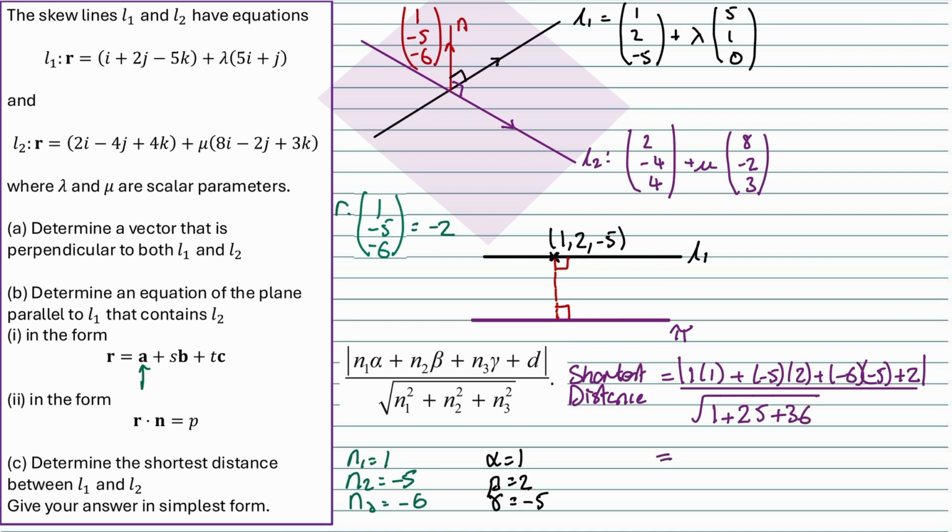So we can work this out on our calculators, and we get 23 over the square root of 62. In its simplest form, we need to rationalize this denominator, and this becomes 23 root 62 over 62.